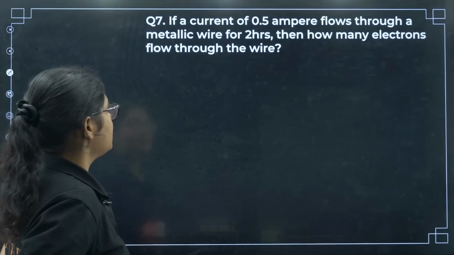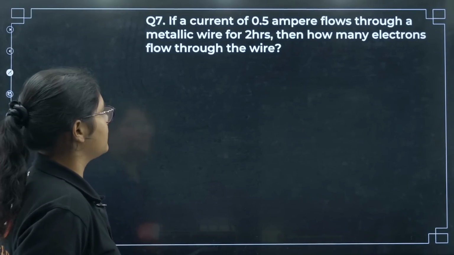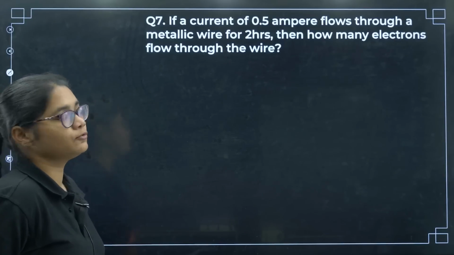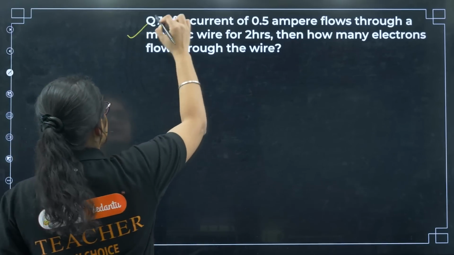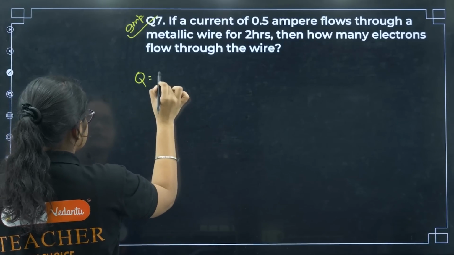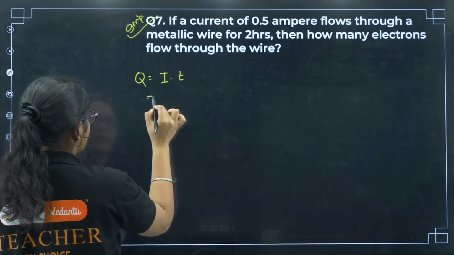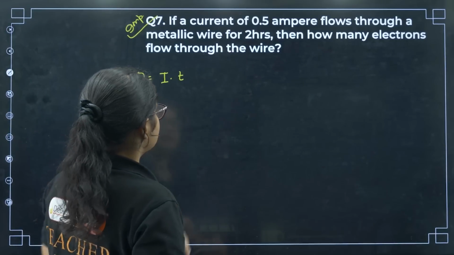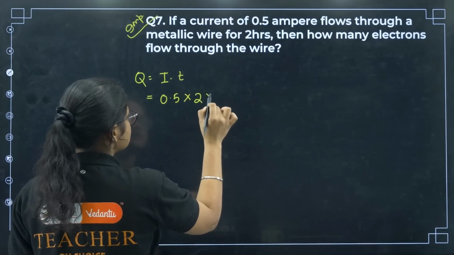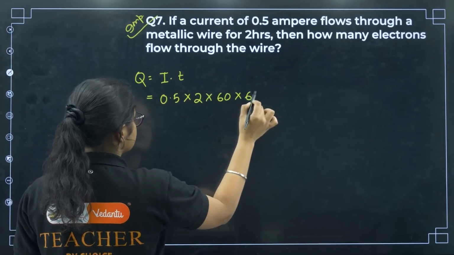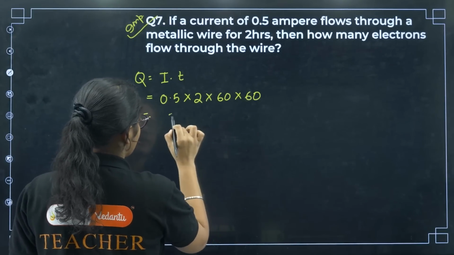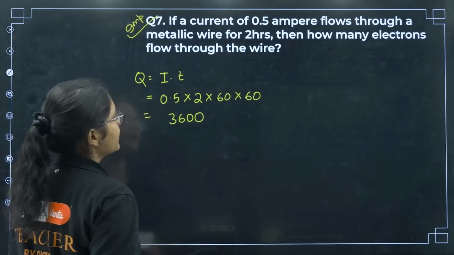Next, question number 7. If a current of 0.5 ampere flows through a metallic wire for 2 hours, then how many electrons will flow through the wire? This is an important and somewhat tricky question. We know that Q is equal to I into T. I is 0.5 ampere, T is 2 hours, 60 minutes, 60 seconds. So 2 5s are 10, it became 1, so I have 3600.